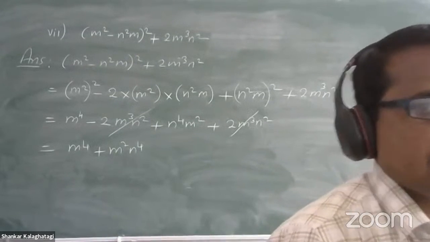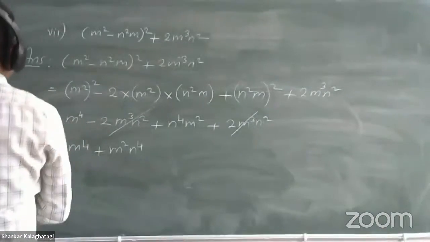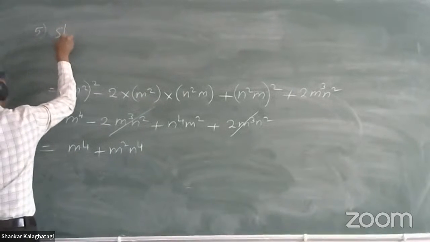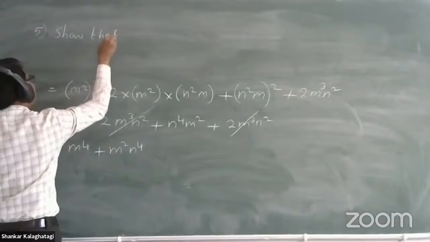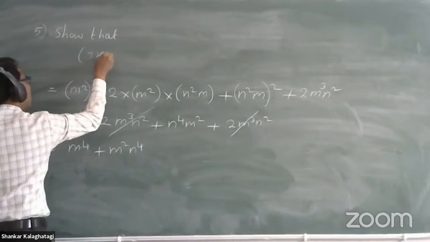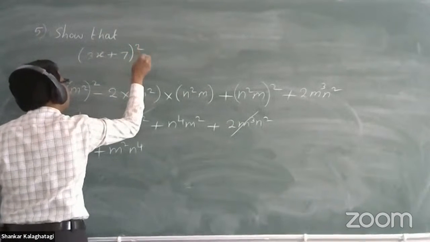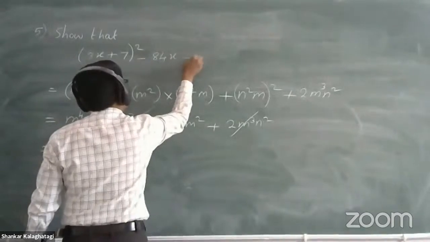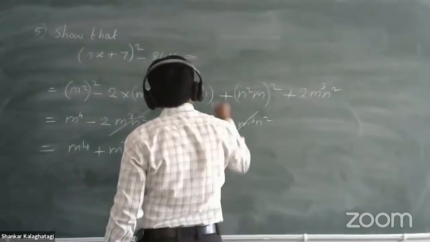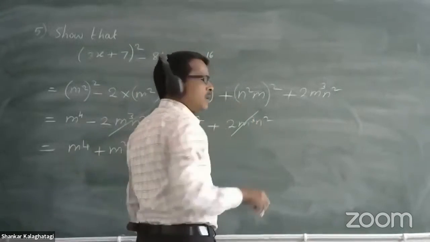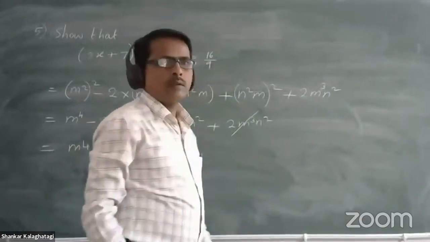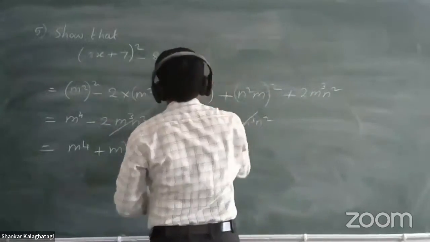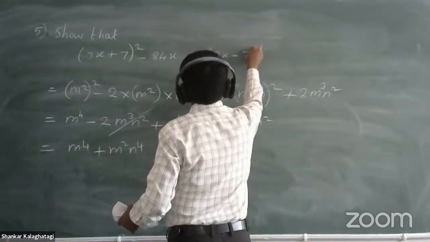Question number 5. Show that (3x + 7)² − 84x = (3x − 7)². Sir, 3x minus 7 square, whole square.